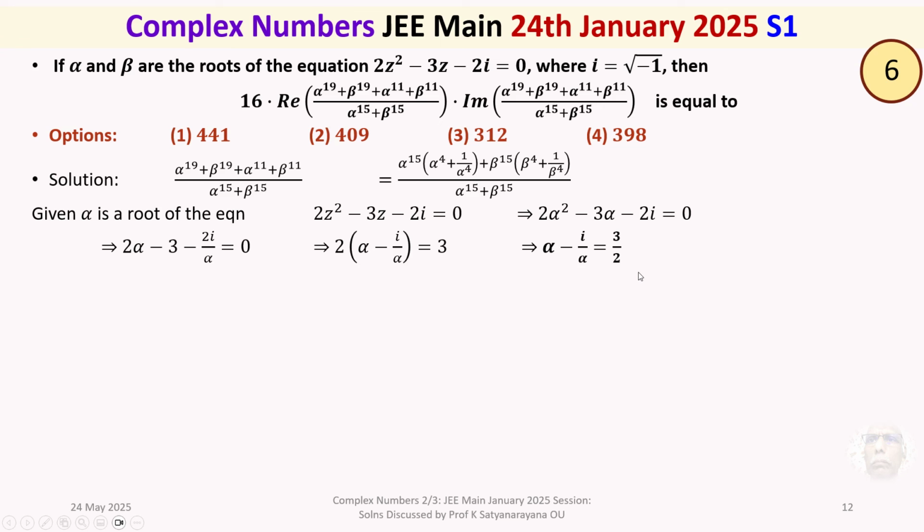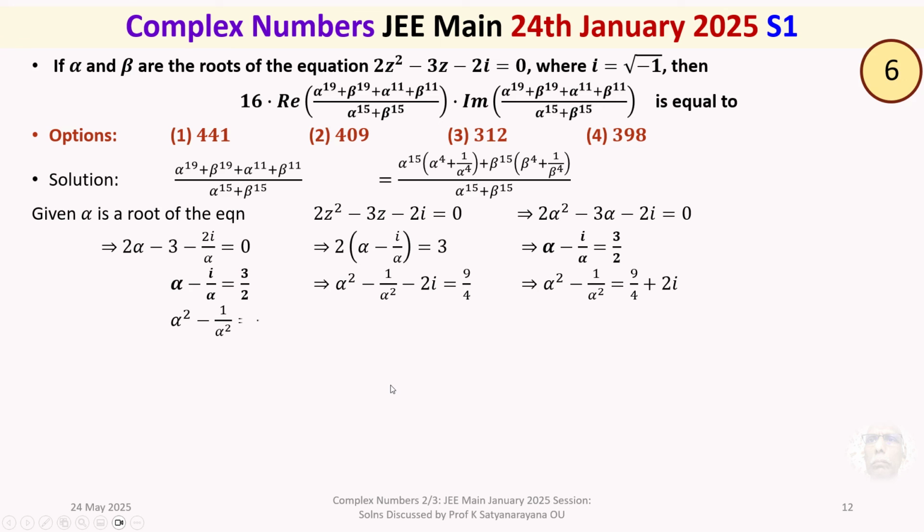Take that, square it. Alpha minus i by alpha is 3 by 2. Square it. Alpha square minus 1 by alpha square, because i square is minus 1, minus 2i. 2 alpha into i by alpha, alpha cancels, minus 2i is equal to 9 by 4. We got alpha square minus 1 by alpha square is equal to 9 by 4 plus 2i.